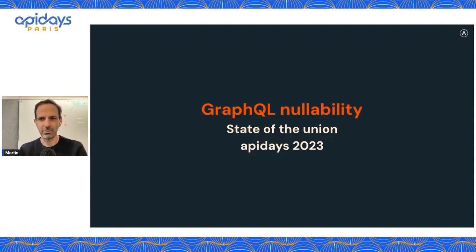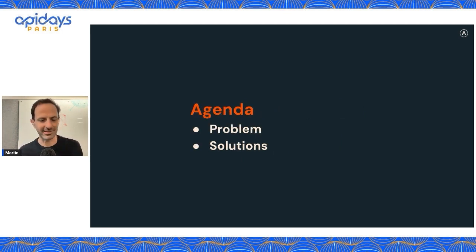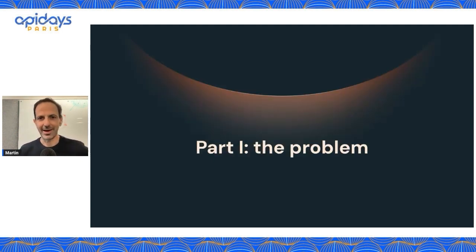I'm an engineer working on Apollo Kotlin, a type-safe client for Android and Kotlin multi-platform. Today I would like to make this presentation in two parts. First, I'm going to introduce the problem, and then, obviously, we are going to take a look at solutions. And to introduce the problem, I'm going to take a very personal example.